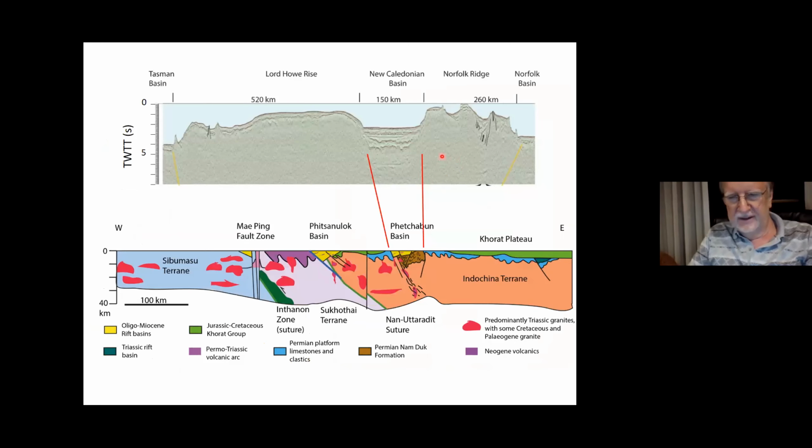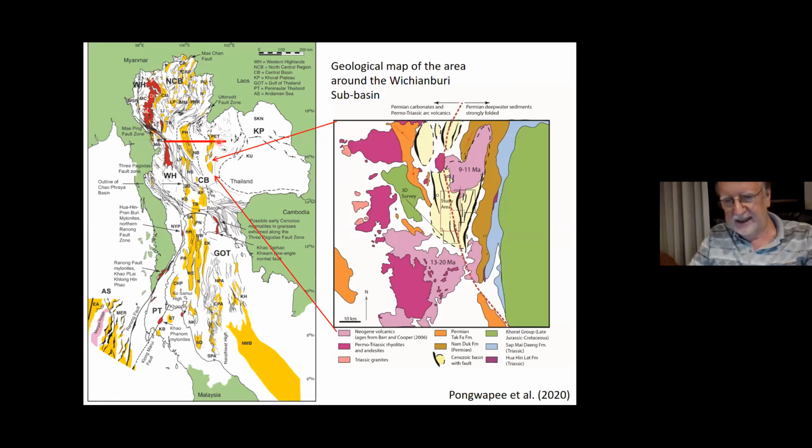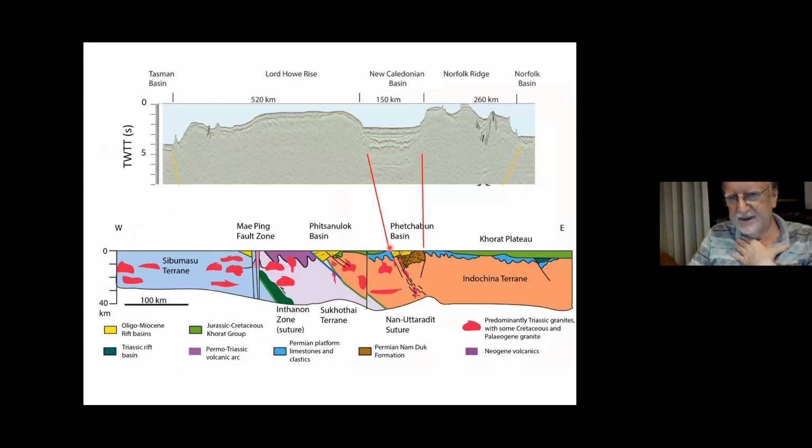Now, if I run a cross section through here, this is the setting of the Phetchabun Basin. The Permian carbonates here and here, overlain by Mesozoic sediments. In here, this is the deep water Permian section, and that would actually correspond to this kind of hyperextended basin sediment, basin setting that we see in Zealandia. So this zone of weakness was later reactivated by this Cenozoic rift basin.